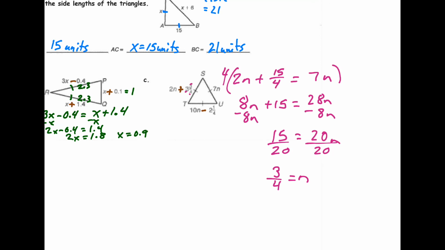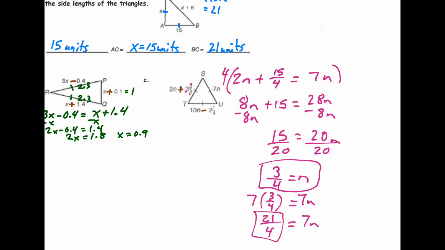I'm going to plug this number into the easiest one, which would be 7n. So if n equals 3/4, then 7n, I'm going to actually circle that one, is going to equal 7 times 3/4. 7 times 3 is 21, so that's going to equal 21/4. And as long as I know that for one of them, I know that's going to be the case for all of them. So they're all going to be 21/4, since that's an equilateral triangle.